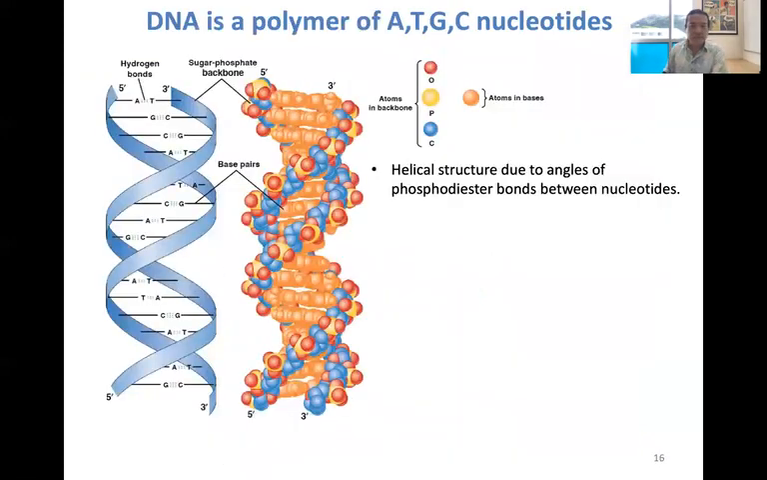So if DNA is a polymer of A, T, C, and G nucleotides, what is the resulting three-dimensional shape, and why is that significant? Okay, so let's look at some of the 3D features of DNA. So DNA is what we call a double alpha helix, right? So it's a helical structure, spiral staircase structure.